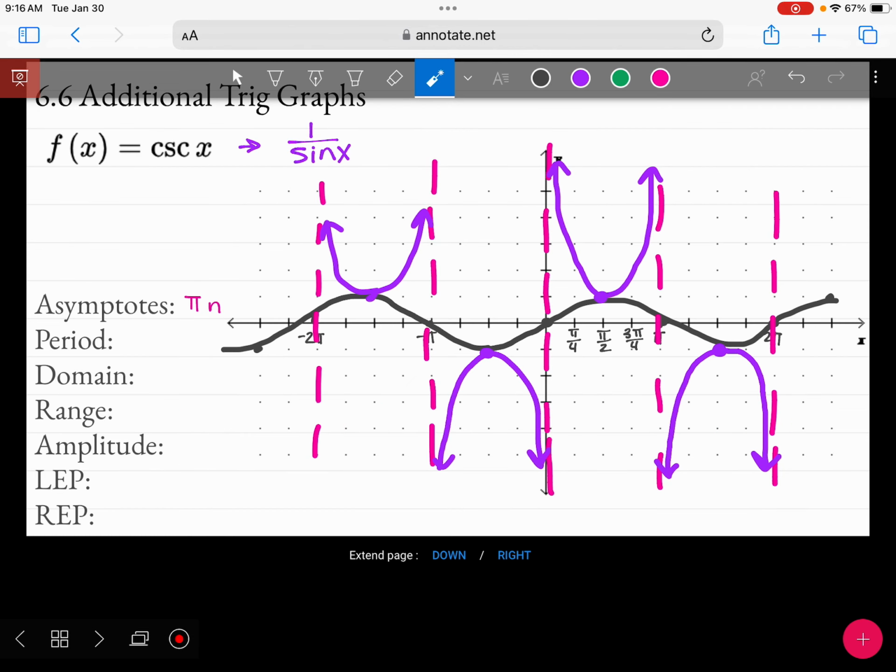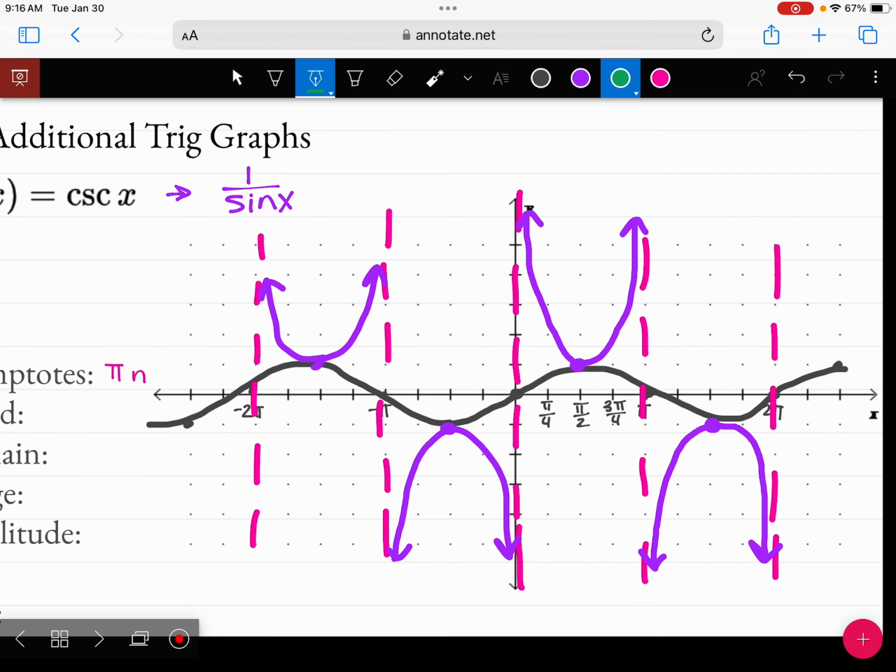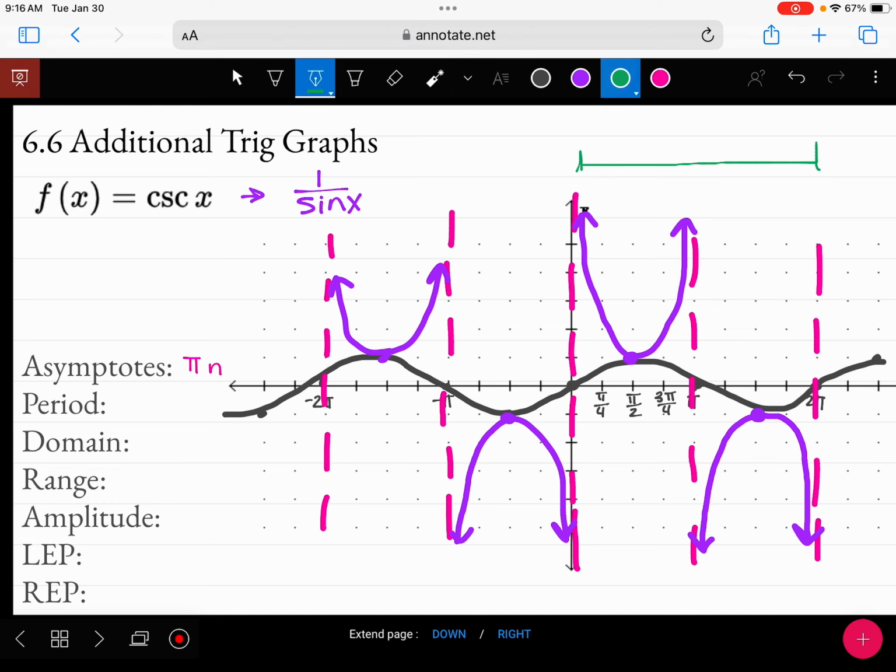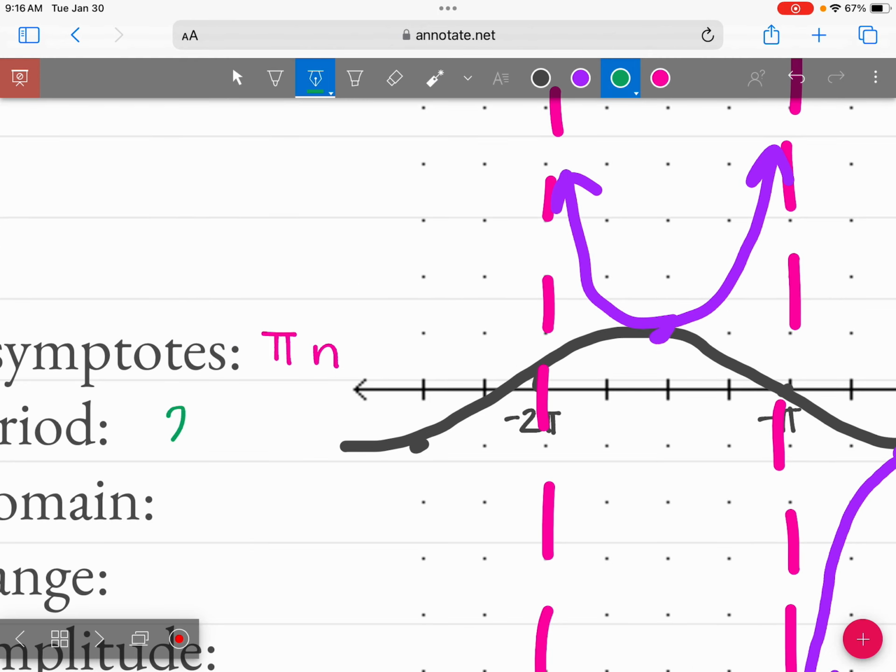So very, very similarly, it's going to have a period. These are periodic functions. And it's going to be the same period that the sine graph would have had for this amount of space. So 1 upward 1, 1 downward 1, 2 pi.